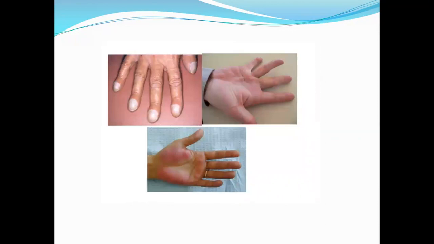This picture shows digital clubbing, and palmar erythema in the lower picture. On the other hand, there is Dupuytren's contracture. Dupuytren's contracture is one feature of advanced liver disease. Then clubbing may be in secondary biliary cirrhosis, whereas palmar erythema is in patients with advanced liver cirrhosis.